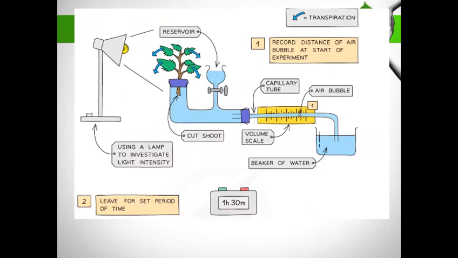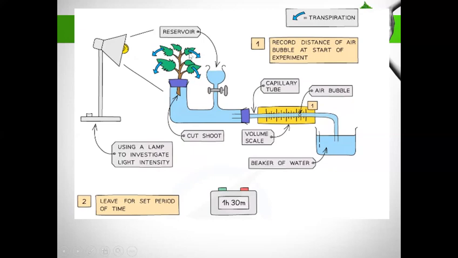What we need is the potometer. This is a potometer, a glass apparatus. On one side of the potometer, the plant is to be fixed, and on the other side we fix the capillary tube, which is dipped into the water. We also keep a lamp near the plant. If you move the lamp closer, the plant is going to lose more water. Why? Because you are increasing the light intensity.